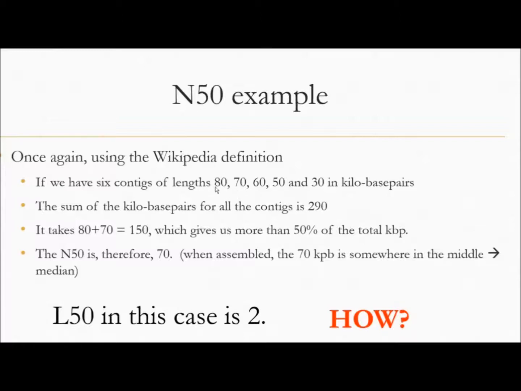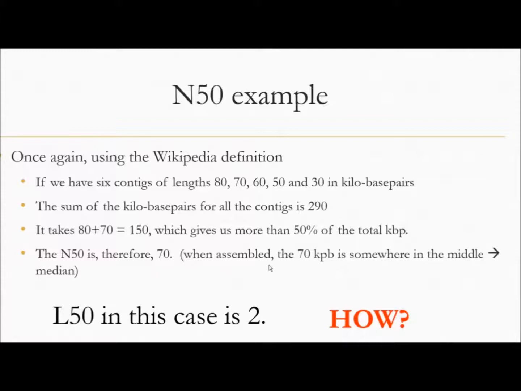If we had just placed these five numbers in, the median would be at 60. But because the total is 290 kilobase pairs, if we line up all the base pairs, you realize that these two numbers, 80 and 70, give you 150 kilobase pairs. So 150 is more than half of the total base pair count, which is 290. Therefore, that median number comes not in the 60 kilobase contig, but in the 70 kilobase contig, and that is why N50 is 70.